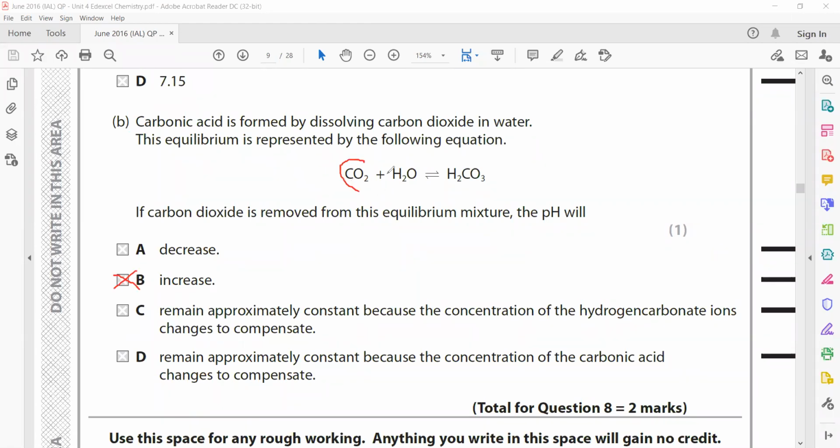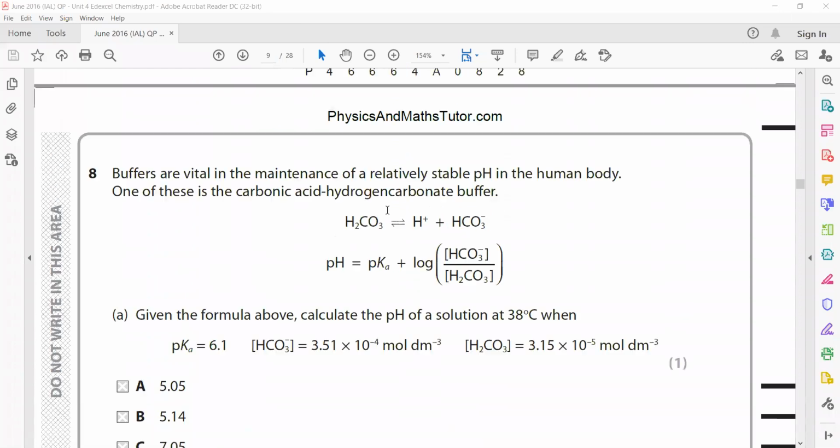As this decreases, it shifted the equilibrium towards left hand side. As it shifted the equilibrium towards left hand side, we'll have a small quantity of H2CO3. So less hydrogen ions are there. If there is a small number of hydrogen ions in the equilibrium mixture, the pH will increase.